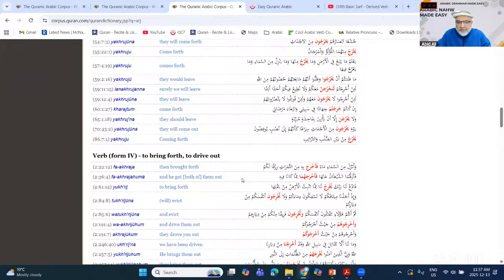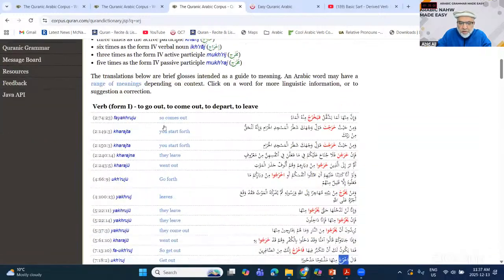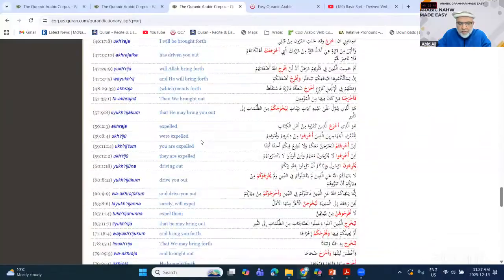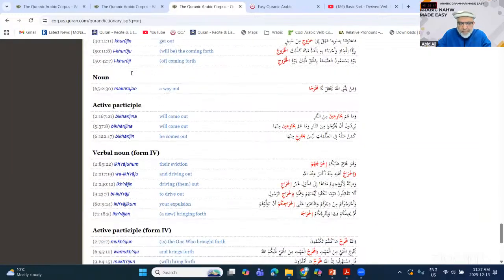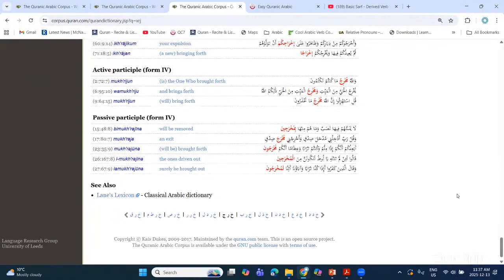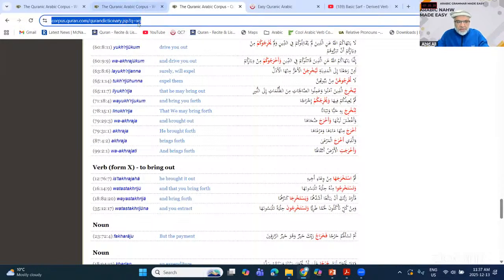And look at this. To bring forth, to drive out. Form 4. This is form 1. Now, it's also telling you which one is which, and maybe more information down here. Form 10. And then active participle, meaning ismul fa'il. Then verbal noun, Maṣdar. What is the verbal noun? Maṣdar.